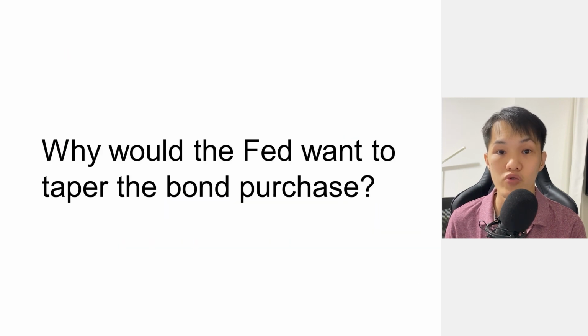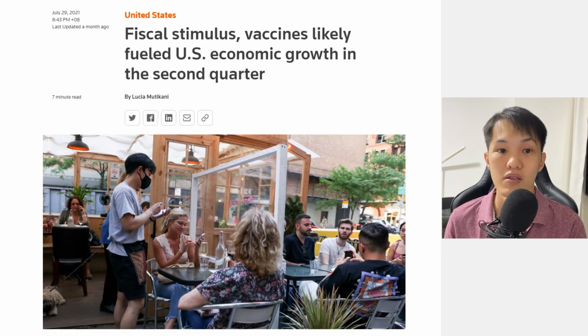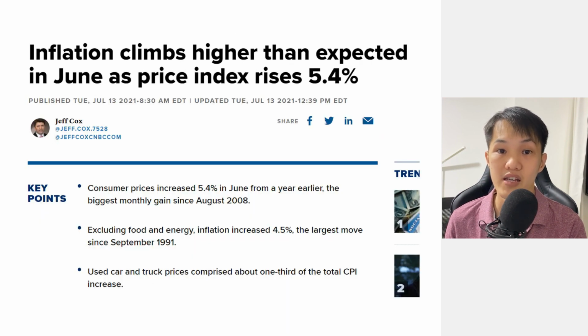Why would the Fed like to taper the bond purchase? 2 reasons. The recent economic data shows that the economy is improving. Secondly, the inflation is higher than expected. So if the Fed continues with the current policy, it may lead to increasing inflation in the future, and the risk is that it will become out of control.